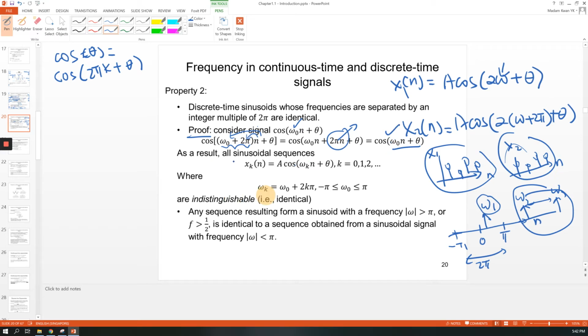As a result, we can say all sinusoid sequences with omega k, where omega k is omega naught plus 2 pi, omega naught plus 4 pi, with k being 1, 2, 3, 4, 5, 6, 7, 8, 9, 10 until infinity, in fact. So when you put in a frequency shifted by 2 pi, all these x1n, x2n, x3n, x4n are indistinguishable, or in other words, they are identical. You can't distinguish them.